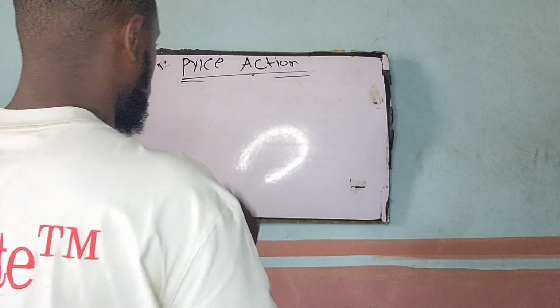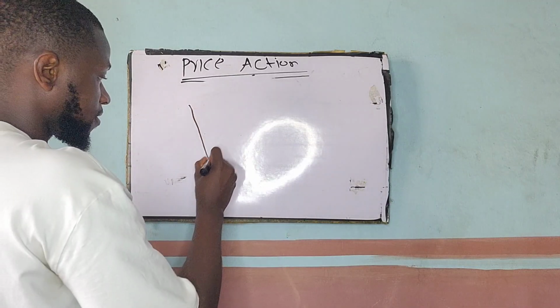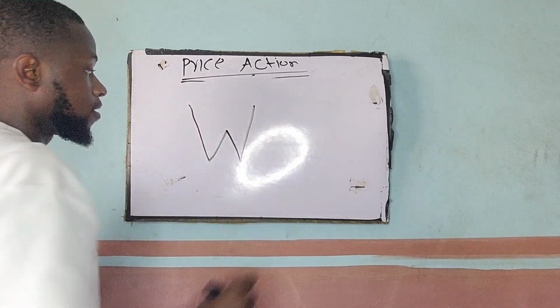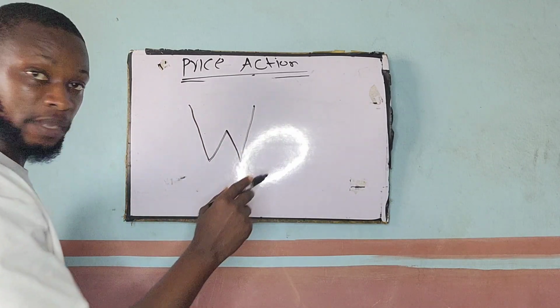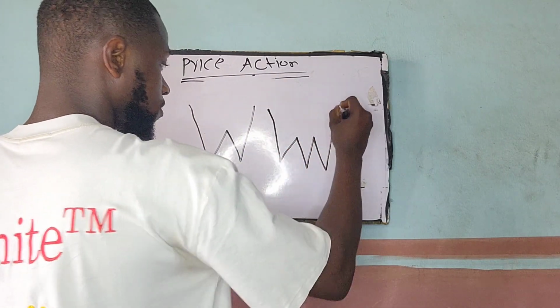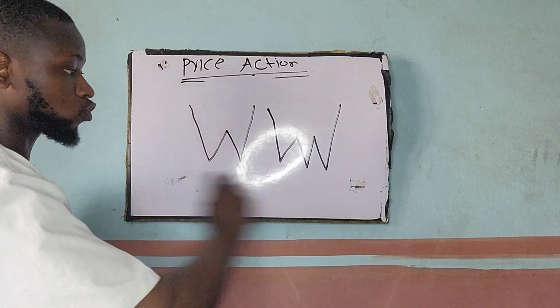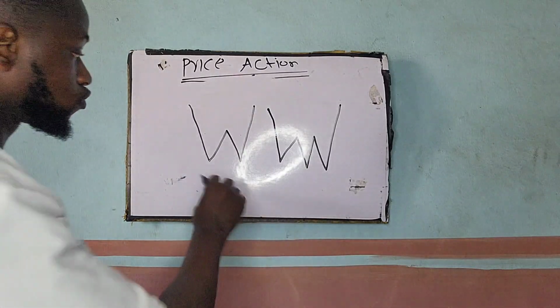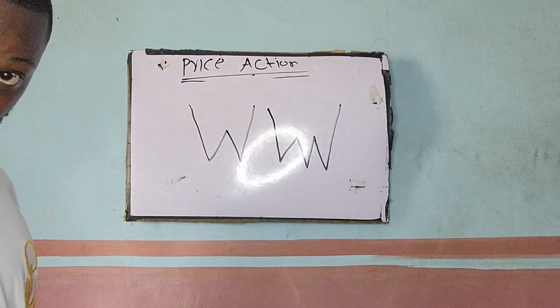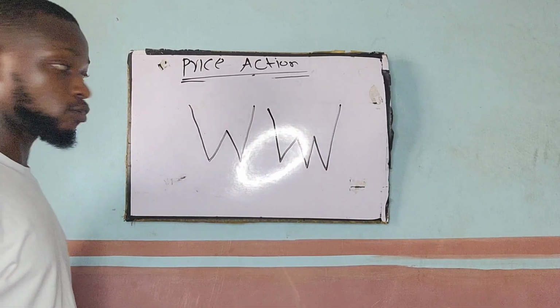Look at the market on the chart. The market here forms a W pattern. Another W pattern like this. This is support. These are the two types of support in the industry.